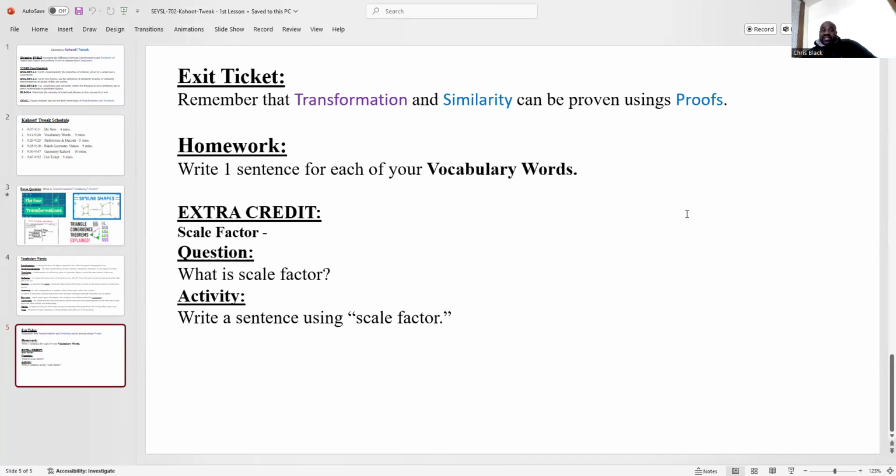For extra credit, we have a scale factor. We saw in the video what scale factor was. So normally all our assignments are posted in Google Classroom, so the kids can go back and access this online and look at the videos again to figure out what the scale factor is. What is scale factor? Write a sentence using scale factor, and to keep them busy.